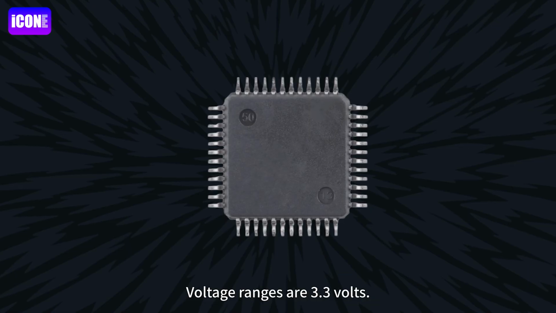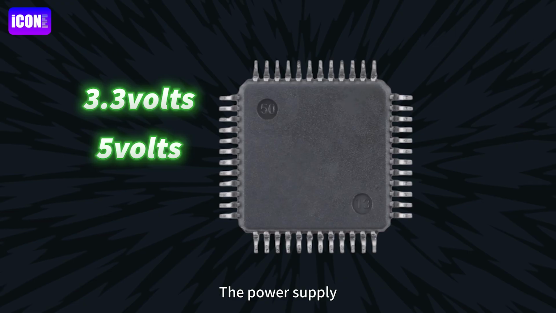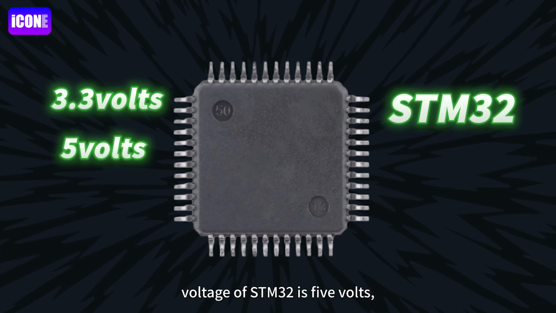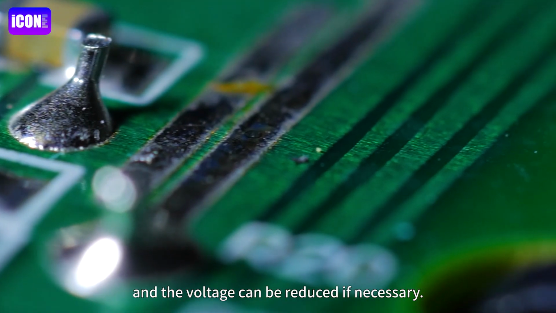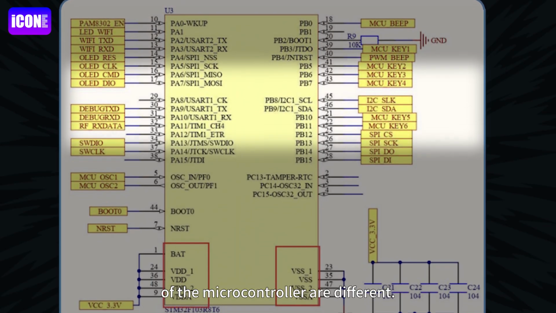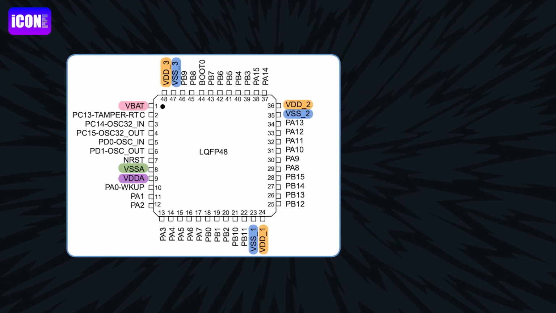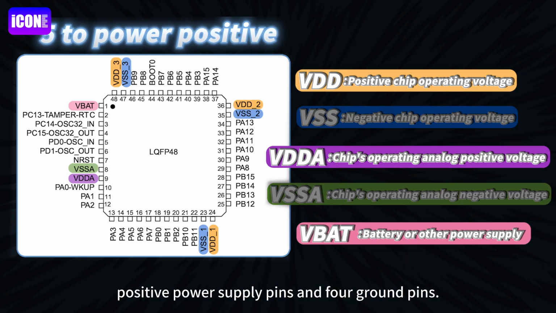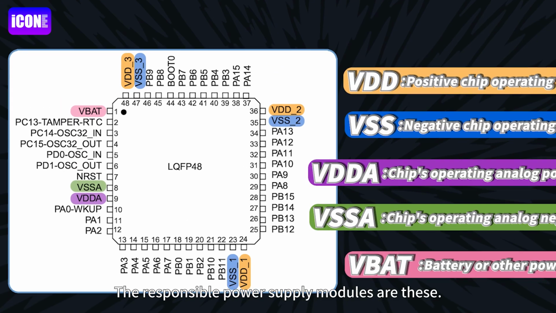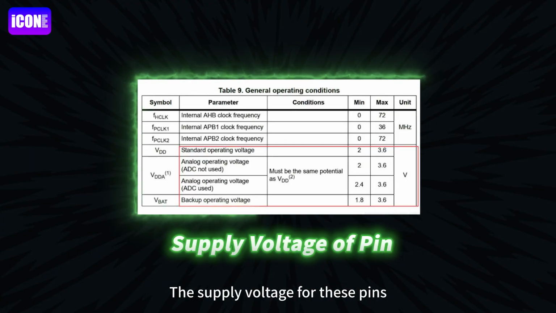Microcontroller power supply voltage ranges are 3.3 volts, 5 volts. The power supply voltage of STM32 is 5 volts, and the voltage can be reduced if necessary. The power supply locations of different modules of the microcontroller are different. For example, STM32F103C8T6 has 5 positive power supply pins and 4 ground pins. The responsible power supply modules are these. The supply voltage for these pins is also in the manual.